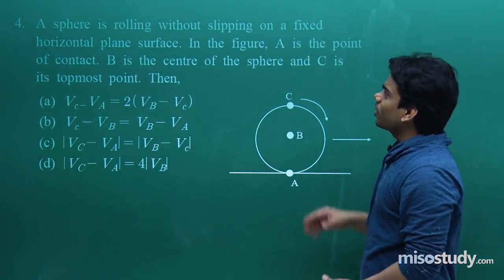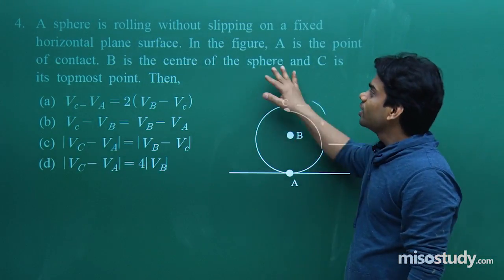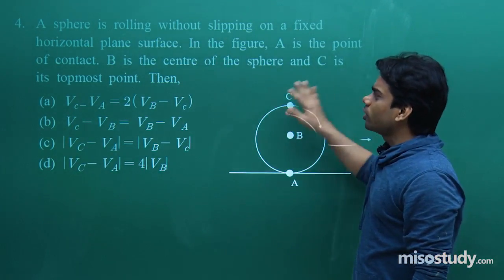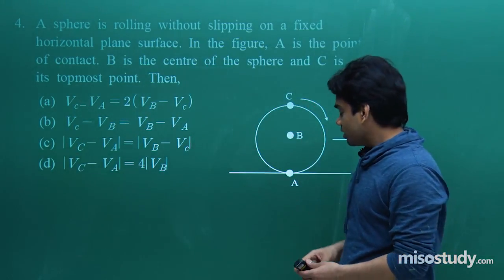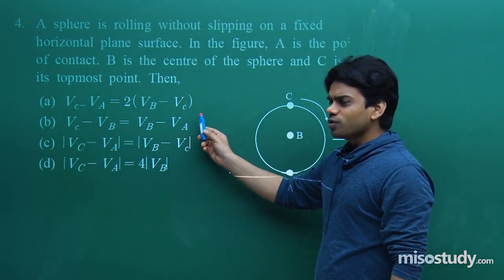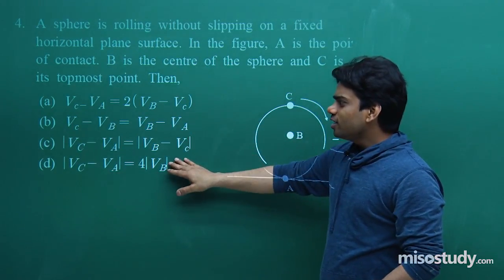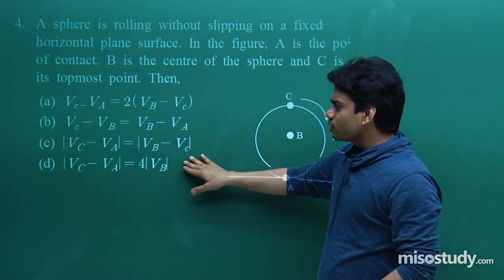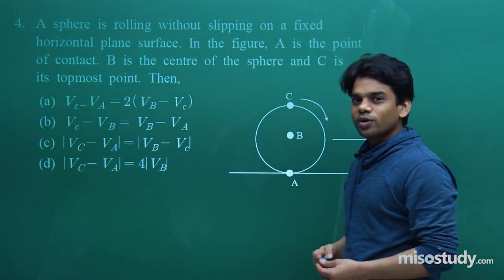A sphere is rolling without slipping on a fixed horizontal plane surface. So we can see that it's a case of a sphere. In the figure, A is the point of contact, B is the center of the sphere, and C is its topmost point. Then we have to check: A, VC minus VA equals twice of VB minus VC; B, VC minus VB equals VB minus VA; C, modulus of VC minus VA is equal to modulus of VB minus VC, both we have; and D, modulus of VC minus VA equals 4 times VB.